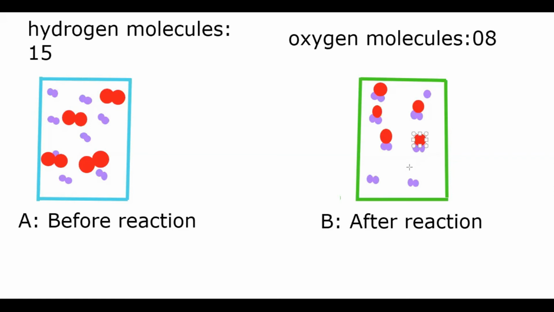1, 2, 3, 4, 5, 6, 7, and 8. Okay, we are done with this. Now I'm going to show you a water molecule. It's right over here, this one, and then we make this one and this one. So this is the water molecule. This is shown right over here. Look, two hydrogen atoms and one oxygen atom.